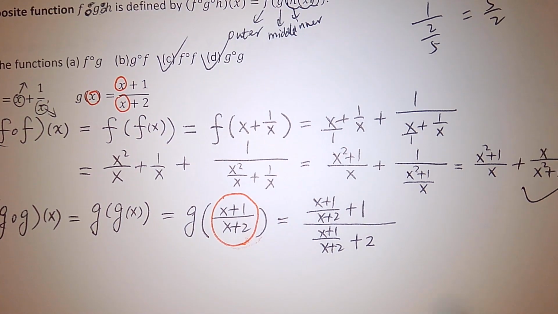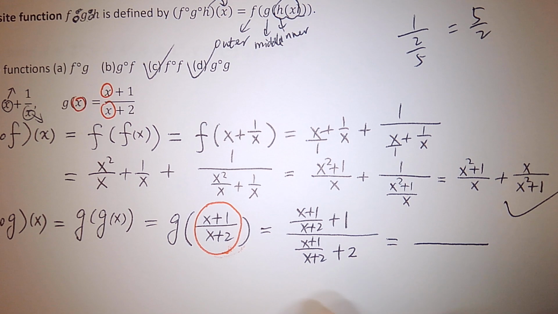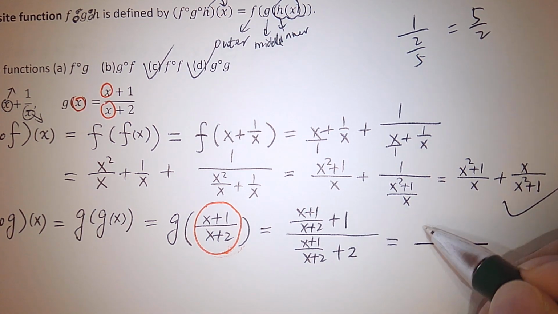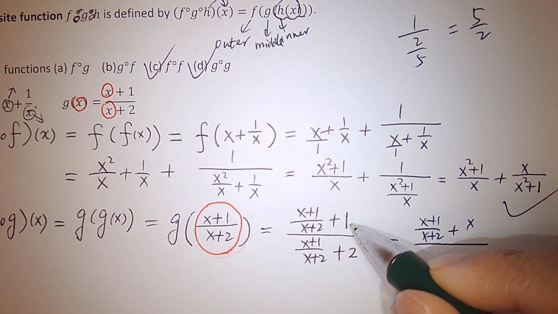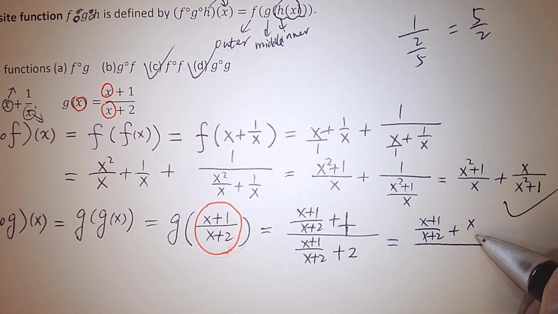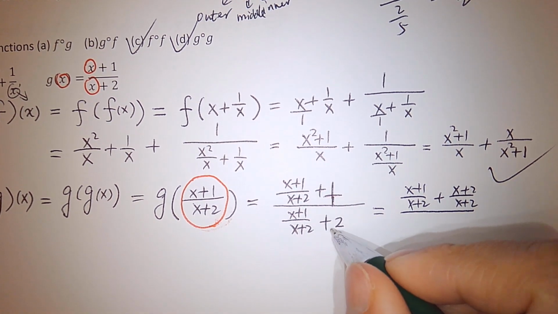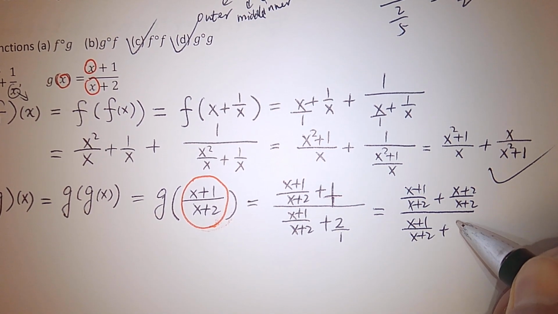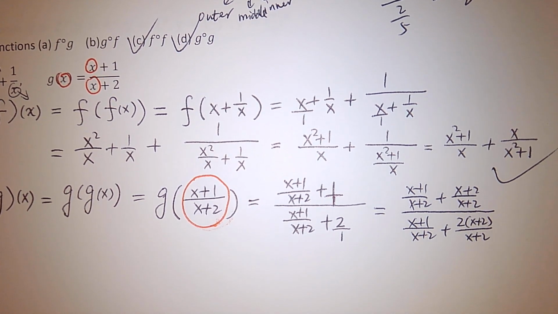All right, now, how can we simplify it? There must be a way we can simplify that, right? Because on the top, there are two terms, x plus 1 over x plus 2 plus 1. Can we combine these two? See, 1 can be considered to be what? 1 over 1, right? Multiply by x plus 2 over x plus 2. And this 2 is 2 over 1, so we can get x plus 1 over x plus 2 plus twice of x plus 2 over x plus 2, right? What do you think?